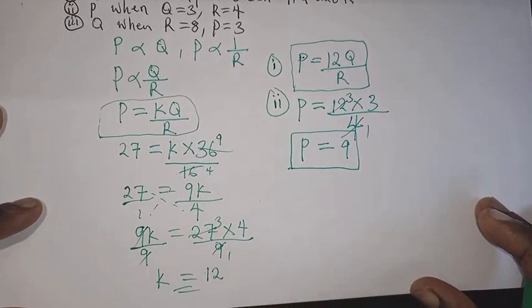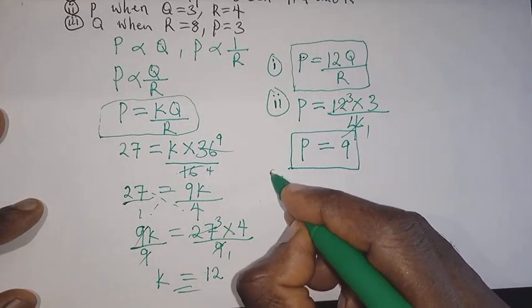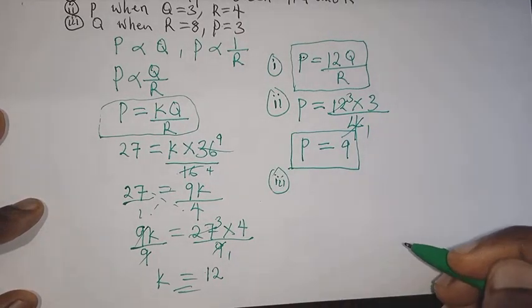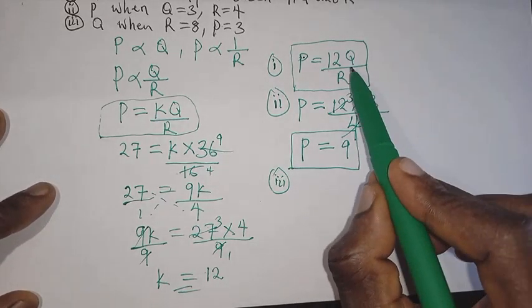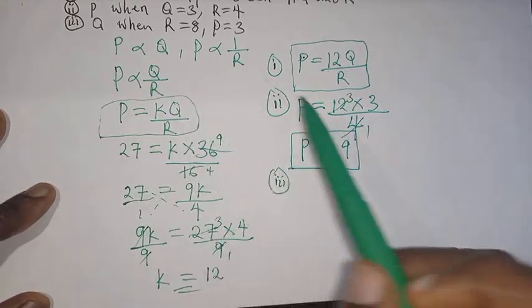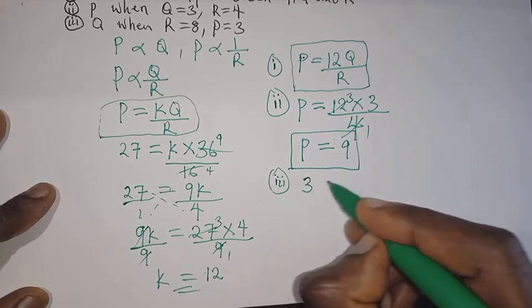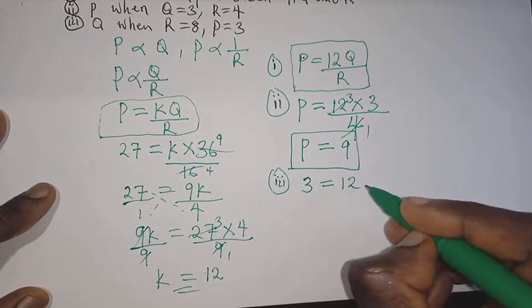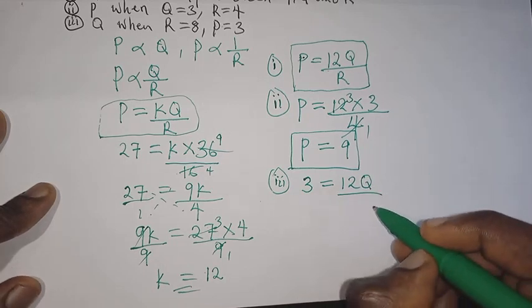Then the next part of the question, the third part, it says find Q when R equals 8. So we're looking for Q this time. So going back to the relationship, I'm going to make Q the subject of formula, but let me slot in the values first. From the relationship, they said P equals 3, 3 equals 12. So we're looking for Q. So I'm going to still leave that. Then R equals what?